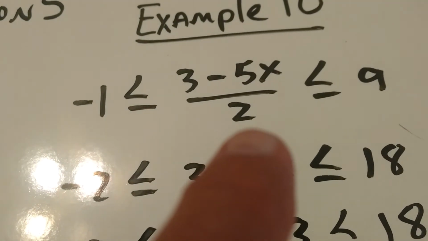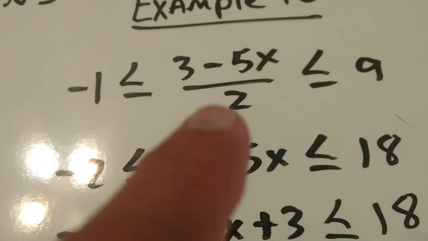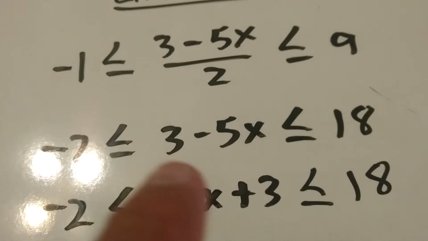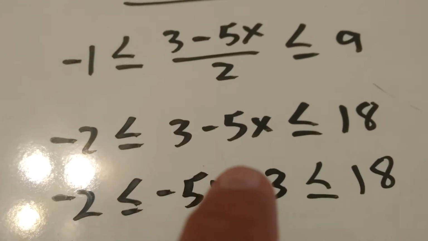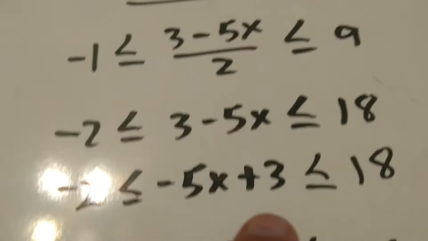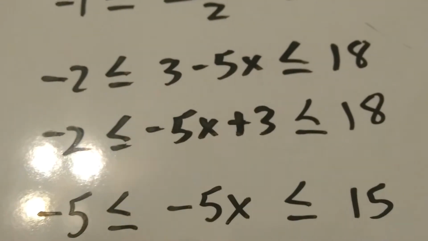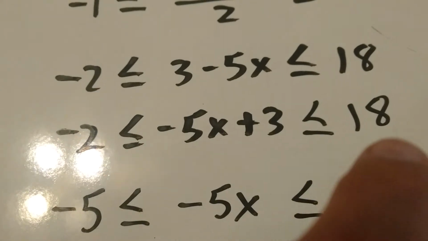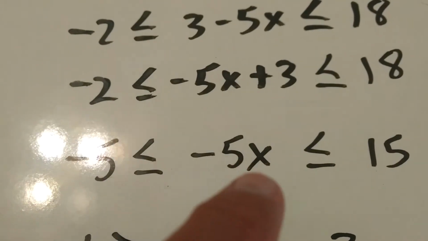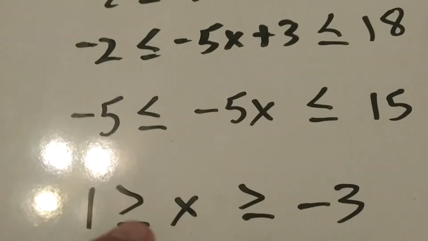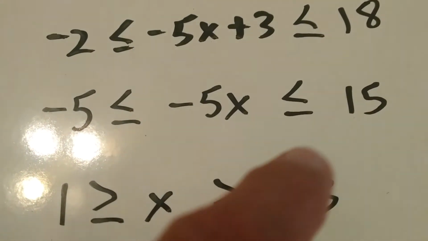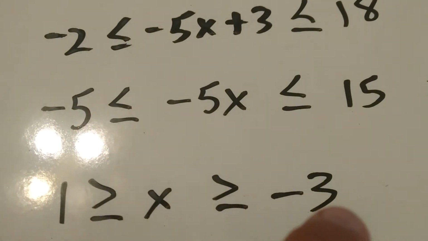The first thing I'm going to do is multiply by 2 on all sides. Negative 1 times 2 gives me negative 2. 9 times 2 gives me 18. Next, I'm going to do the same thing that I did in example 7. I'm going to rearrange this so it's in two-step form. Put the negative 5 in the front, the plus 3 in the back. Now I'm in two-step form, and I'm going to solve both sides at the same time. I'm going to subtract 3 from the 18, get 15. Subtract 3 from the negative 2, get negative 5. Divide by negative 5, flip the sign. I get 1 is greater than or equal to x. Divide by negative 5, and I get x is greater than or equal to negative 3.